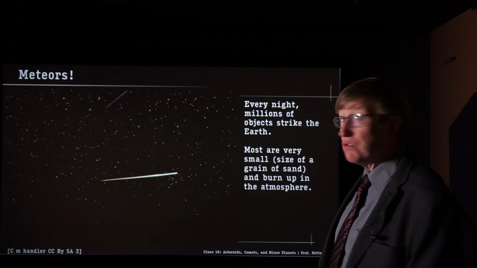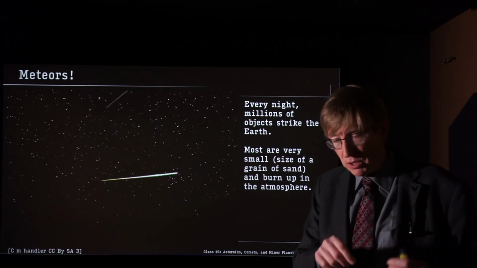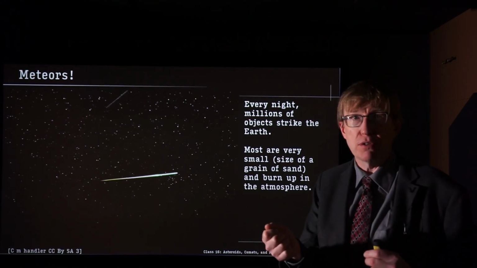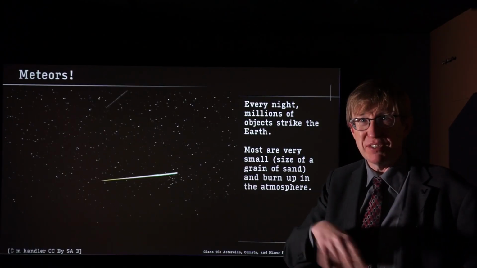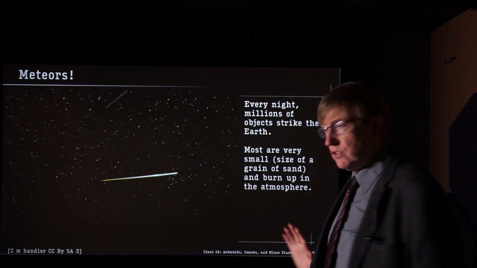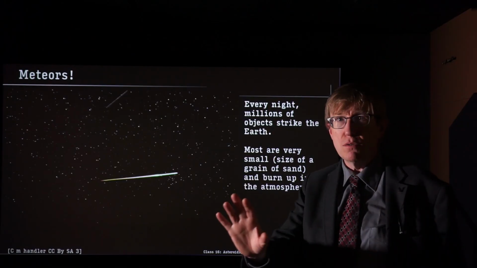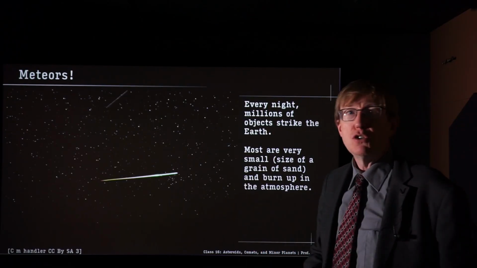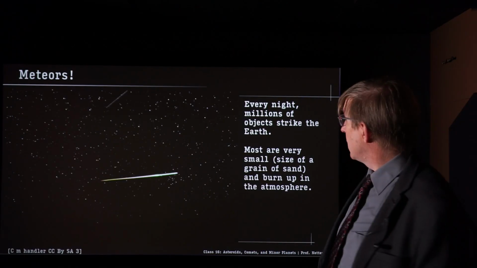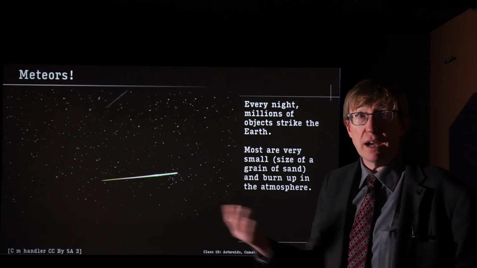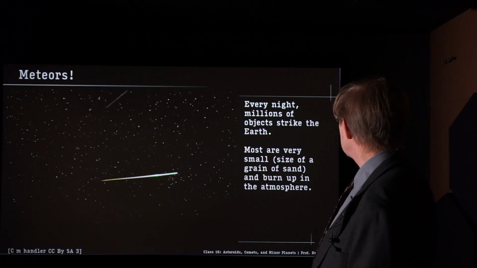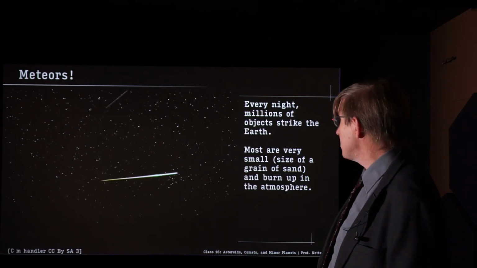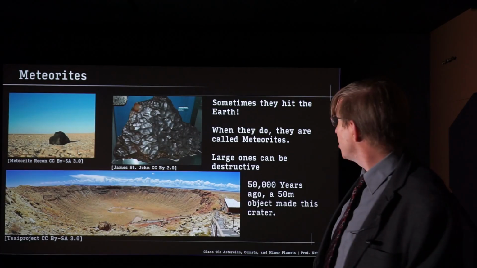When the Earth goes through the tail of a comet, when the Earth goes through the path of a comet that's gone through, you can get a lot of these things. Because remember, comets give off little pebbles and bits of sand and stuff. So as the Earth goes through the path of a comet, you can get meteor showers. These would be little bits that have fallen off a comet that's been whipping through. So every night, millions of objects strike the Earth. Most are very small and burn up in the atmosphere. But sometimes they actually hit the Earth.